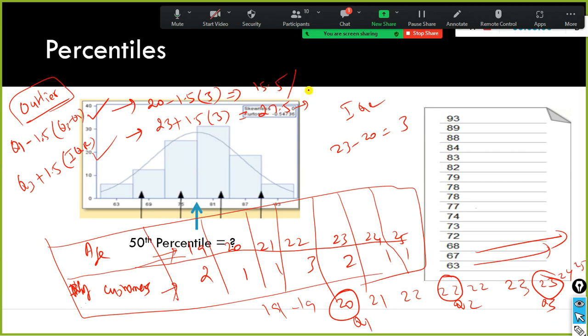Fine. So far we discussed what is percentile and what is quartile, and we discussed how to plot the 5-number summary in a box plot, and how do we interpret the box plot, and what formula we use to find out the outliers on the left side and right side. Fine. So far so good.